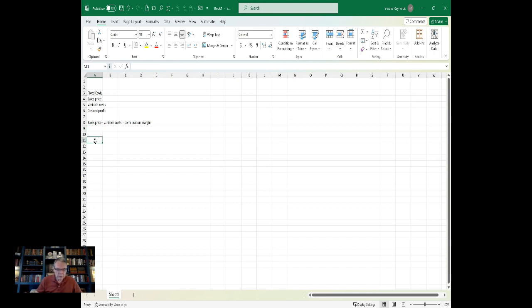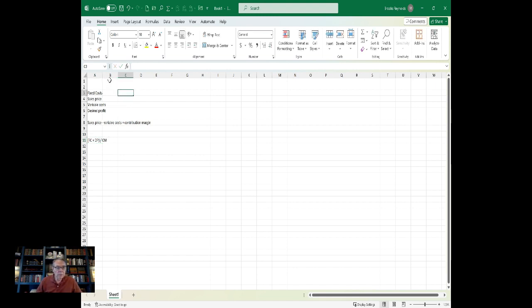The formula, of course, is fixed cost plus desired profit divided by contribution margin.